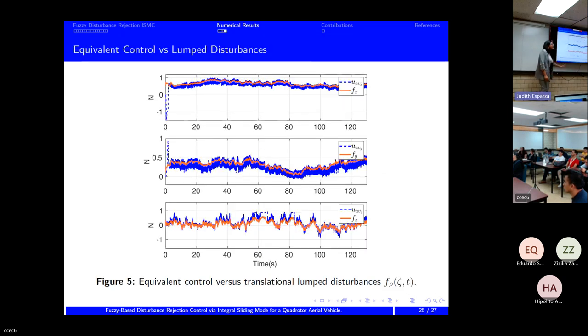Finally, in figure number 5, we have the equivalent control versus the disturbances. The blue ones are the equivalent control, and the orange ones are the disturbances. As you can see, the equivalent control estimates the disturbances.